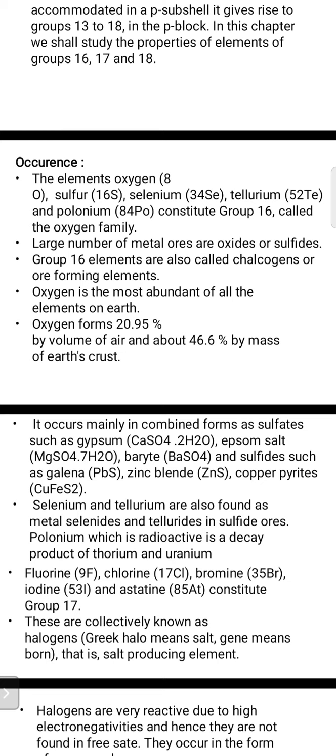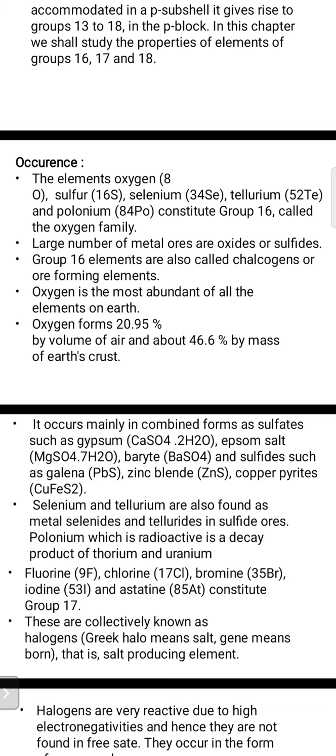Selenium and tellurium are also found as metal selenides and metal tellurides in sulfide ores. The element polonium is radioactive, and it is a decay product of thorium and uranium. Decay product means it can emit alpha, beta, and gamma rays. So these elements are called radioactive elements, and the nuclei of these elements are highly unstable.